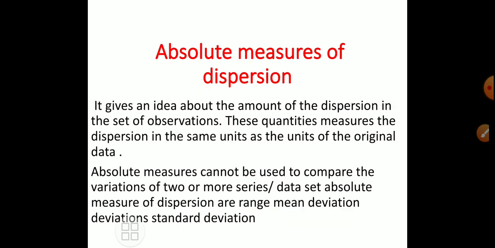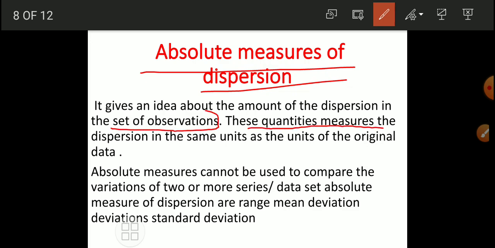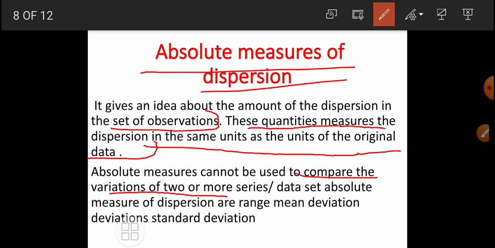Absolute measures of dispersion. It gives an idea about the amount of dispersion in the set of observations. These quantities measure the dispersion in the same units as the units of the original data. Absolute measures cannot be used to compare the variations of two or more series of data. Absolute measures of dispersion are range, mean deviation, standard deviation.